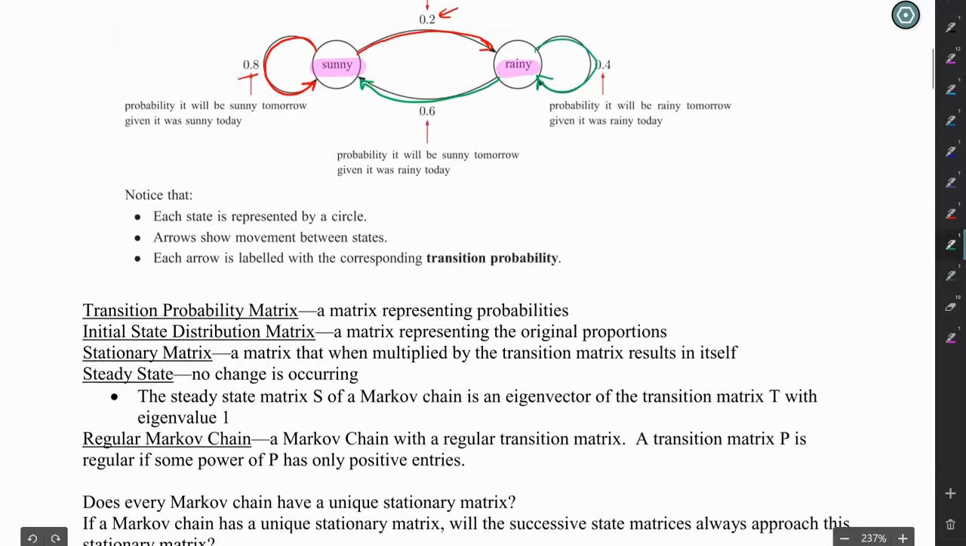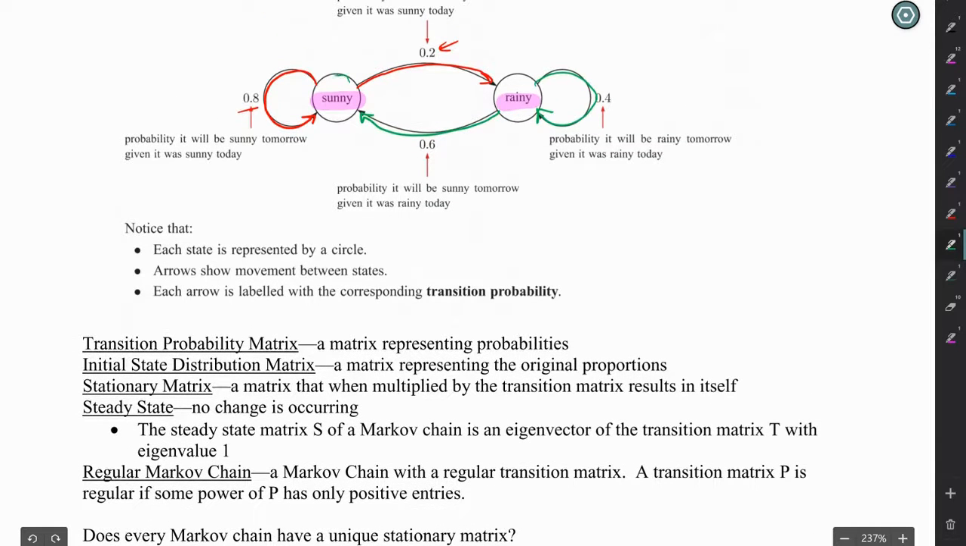Notice each state is represented by a circle. So sunny has a circle and rainy has a circle. The arrows show the movements between the states. The probability of it being sunny tomorrow, given it was sunny today, is 0.8, and that's that arrow. The probability that it's rainy tomorrow, given it was sunny today, is 0.2, and that's represented by that arrow there. Each arrow is labeled with the corresponding transition probability, and it's those transition probabilities that go into our transition probability matrix.